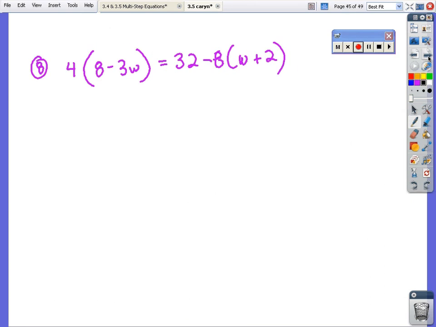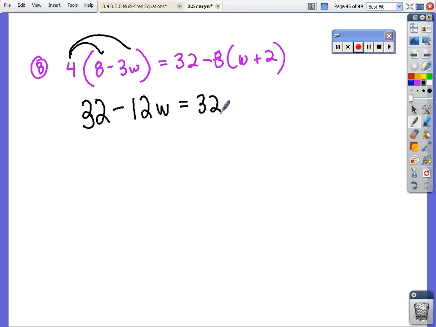All right. Next one, there's some distributing. So I'm going to distribute the 4 on this side. So you get 32 minus 12w equals 32. Now see, there's distributing here. But you want to make sure you use the whole number, which is negative 8. So when you do 32, and negative 8 times w is negative 8w, so minus 8w. Negative 8 times 2 is negative 16.